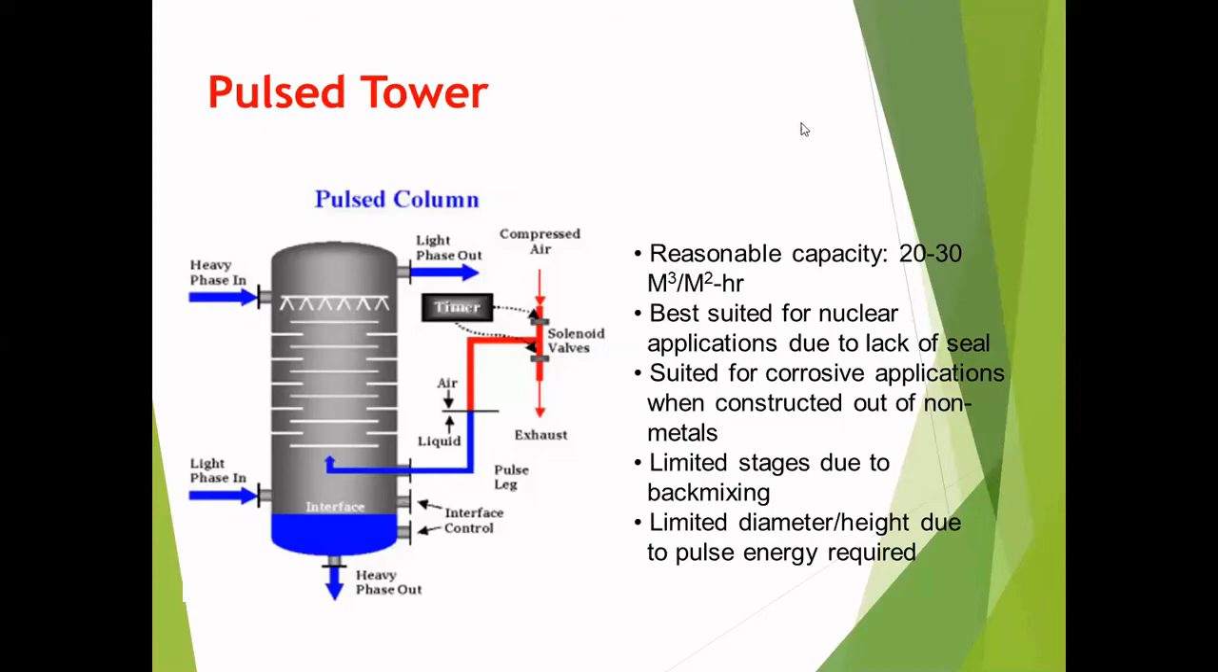So for our pulse extraction tower, the capacity is 20 to 30 cubic meter per square meter per hour. This is best suited for nuclear applications due to lack of seal. Meaning there are no seals that need to be regularly replaced, as in the case of the other towers. So this one is best suited for nuclear applications.